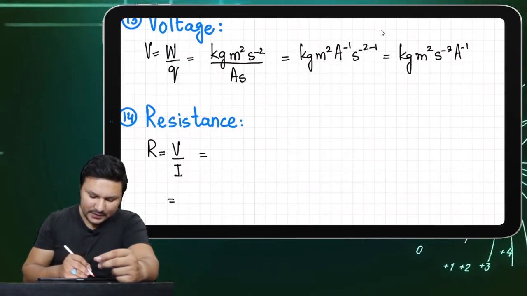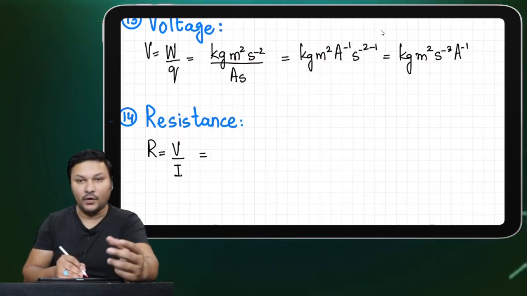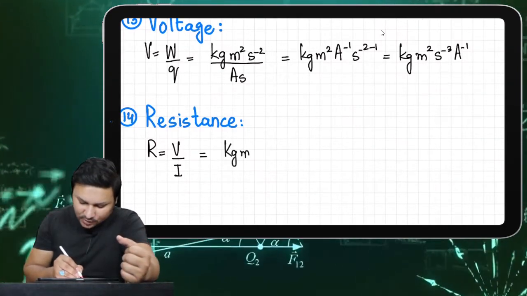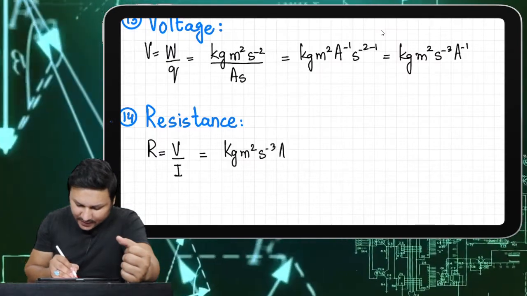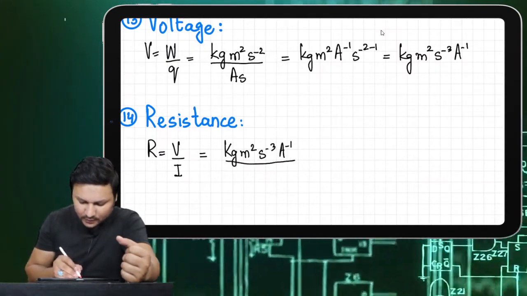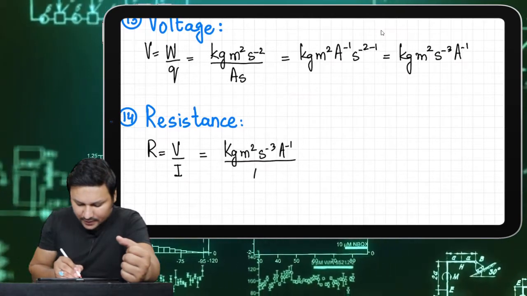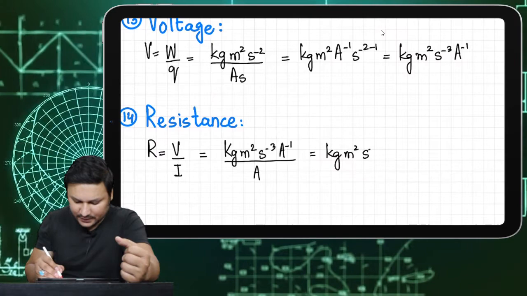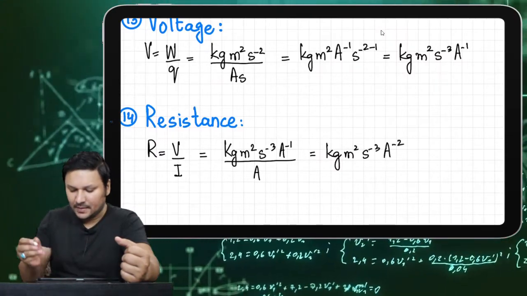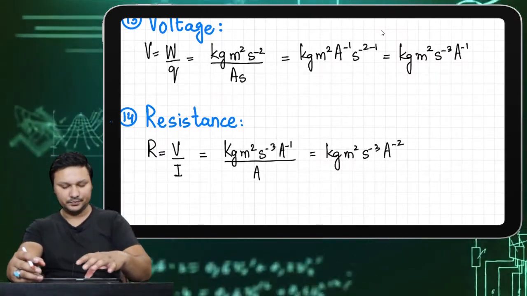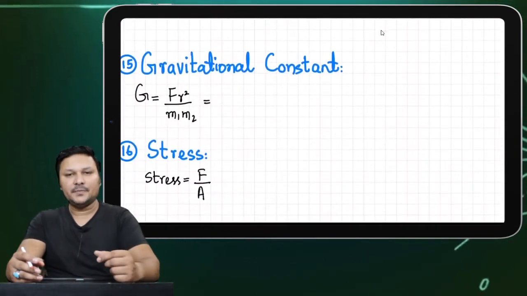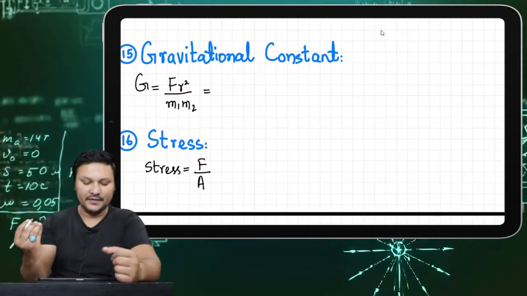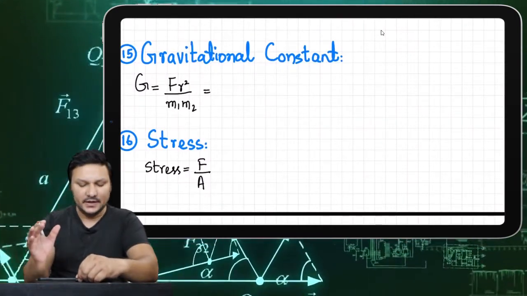Now here comes resistance. Resistance has a base unit formula voltage upon current. So voltage has a base unit kg m square s minus 3 A minus 1 upon A. So the simplified base unit of resistance will be kilogram m square s minus 3 A minus 2. Similarly, it's been asked in different papers to find out the base unit of gravitational constant, which will be discussed later in A2.